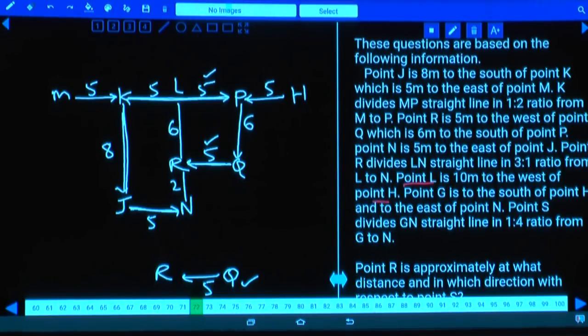And what is the distance between these two? Now the distance between these two, 6 plus 2 is 8, isn't it? Now this G is south of H and east of N. S divides G and N, a straight line, in the ratio 1:4 from G to N. 1:4 means 10 should be divided in 1:4. It must be 2:8, isn't it? Tell me where is 2 and where is 8.